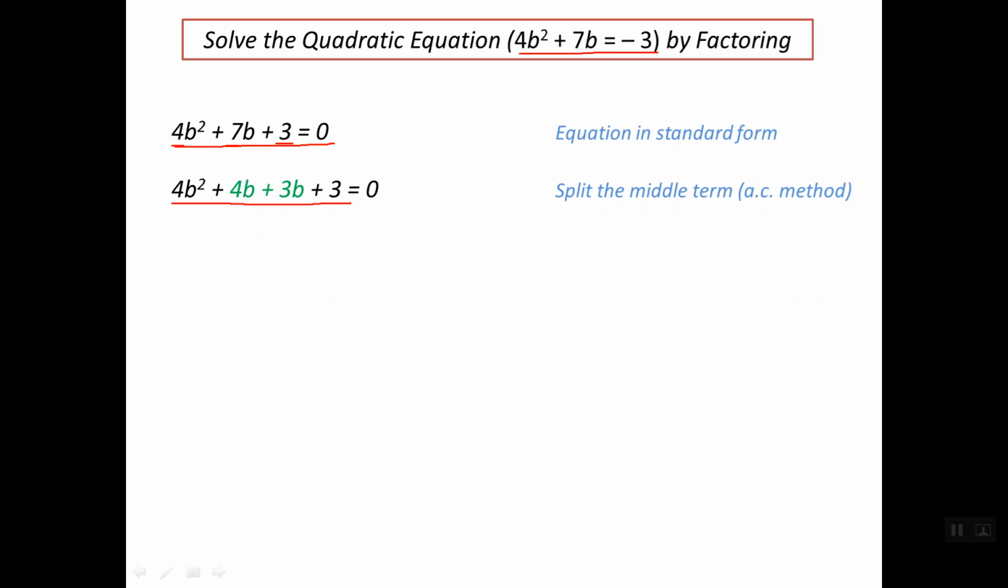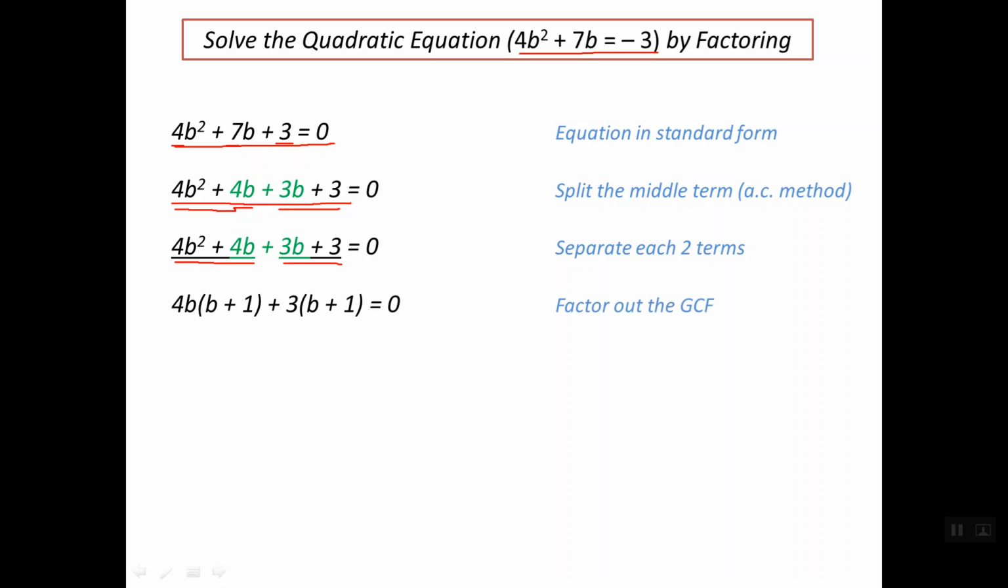As you see here, we don't have again a common factor, but if you check for the first two terms and the last two terms, regarding the first two terms, we have 4b squared plus 4b. There is a common factor which is 4b. And regarding the last two terms, the 3b plus 3, we have another common factor which is the 3. So if we merge the first two terms together, we have a common factor. And if we merge the last two terms, we have another common factor.